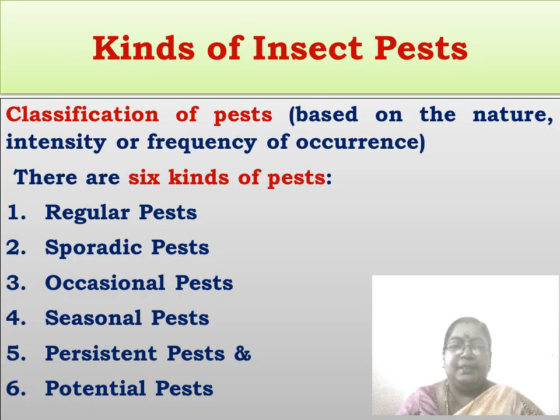Insect pests can be classified into several categories. Based on the nature, intensity, and frequency of occurrence, insect pests are classified into six types: regular pests, sporadic pests, occasional pests, seasonal pests, persistent pests, and potential pests.